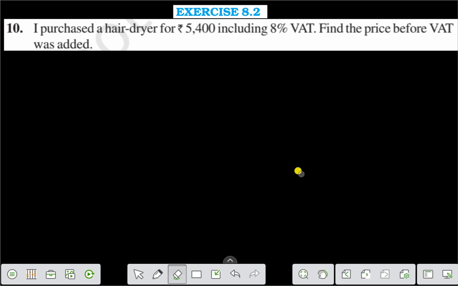I purchased a hair dryer for rupees 5400 including 8% VAT. Find the price before VAT was added. Let us solve this one.